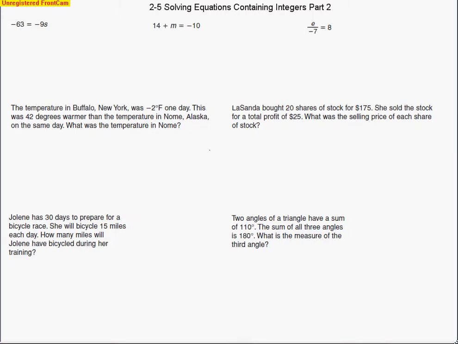Today we will be solving equations containing integers. That's part number 2. So we've seen how to do some of these problems already, and we're just going to use opposite operations to solve these equations. So let's take a look at our first one here.